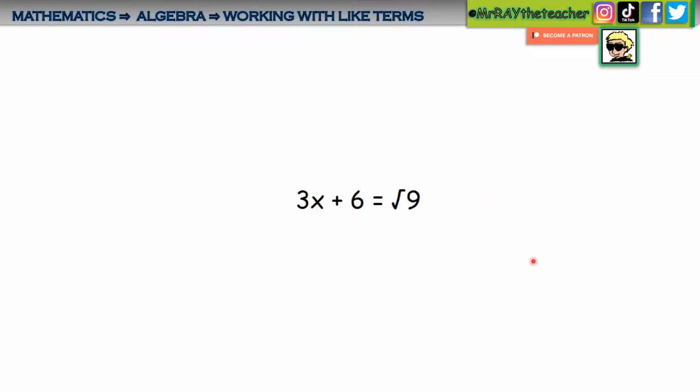So let's look at this. 3x plus 6 equals the square root of 9. So we start off with the coefficient. So that is a number affected by a variable. So I'll put the yellow ring around that.